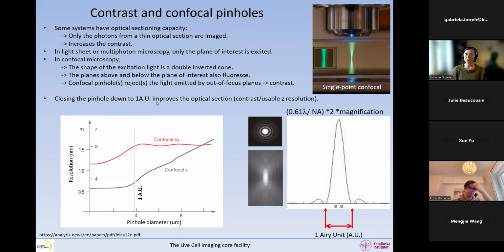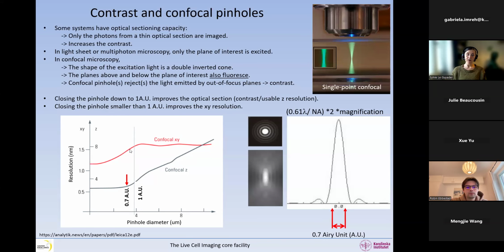So closing down the pinhole to one Airy unit improves the optical resolution, so the contrast, and also the usable Z resolution. So it improves the contrast in Z a lot, down to one Airy unit. But if you close it more than one Airy unit, it actually improves the resolution in XY. Okay, so that is very useful to close the pinhole. So closing the pinhole smaller than one Airy unit improves the XY resolution as well.